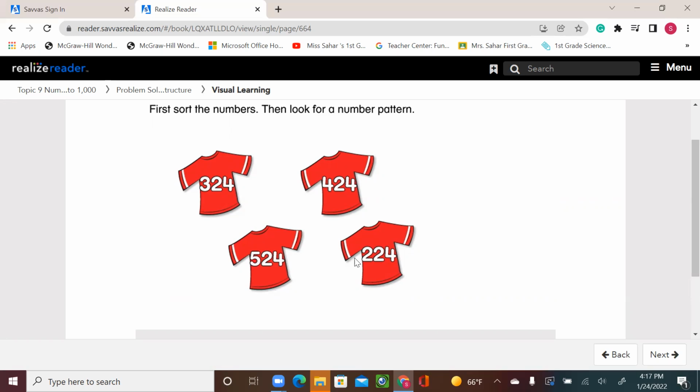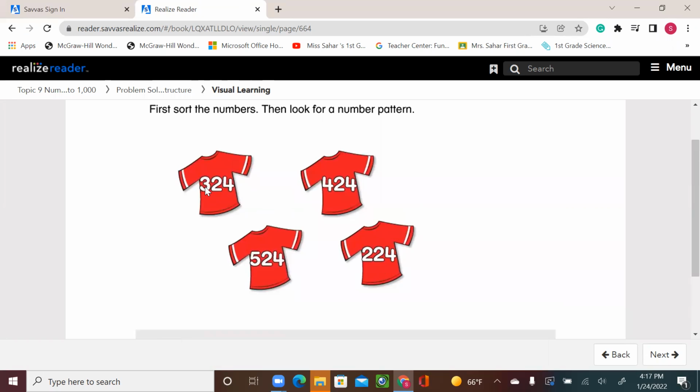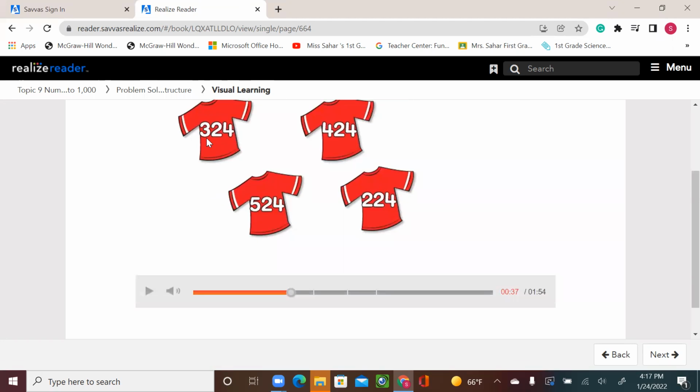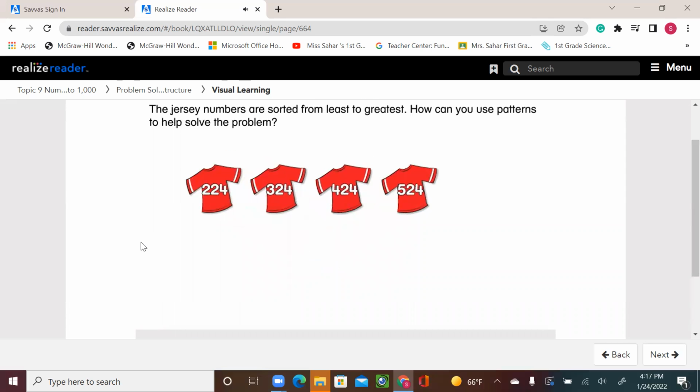Are we adding tens or fives or ones or hundreds? So let's sort or organize our shirts first from least to greatest. I know that I'm looking at the hundreds. When we compare, I see the hundreds: 324, 424, 524, 224. 224 would be the first shirt because of the 2. So we have 224, and then 324, 424, 524. The jersey numbers are sorted from least to greatest.